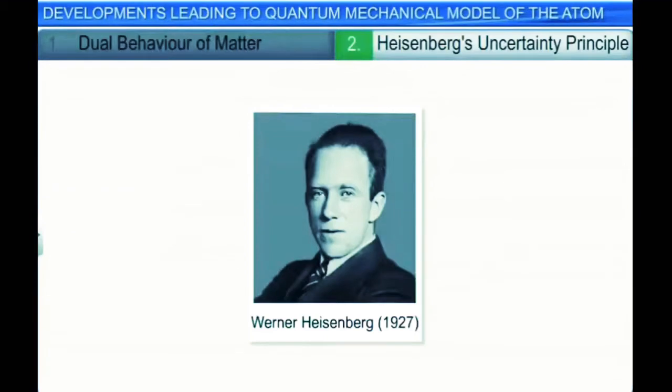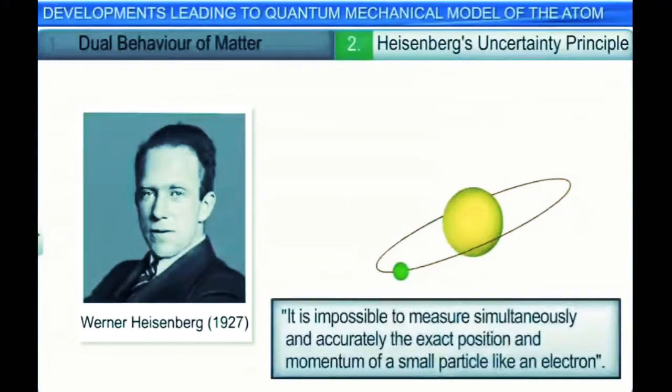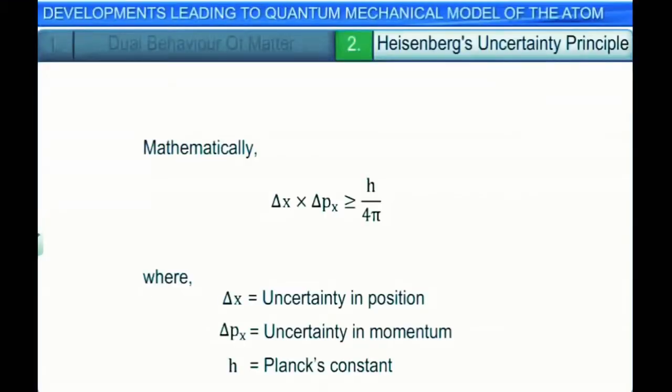In 1927, a German physicist, Werner Heisenberg, took forward the concept of dual behavior of matter and radiation to give a principle about the uncertainties in simultaneous measurements of position and momentum of small particles. He proposed that it is impossible to measure simultaneously and accurately the exact position and momentum of a small particle like an electron. Mathematically, Heisenberg's uncertainty principle can be expressed with the equation delta x multiplied by delta px is greater than or equal to h divided by 4 pi, where delta x is the uncertainty in position and delta px is the uncertainty in the momentum of the particle.